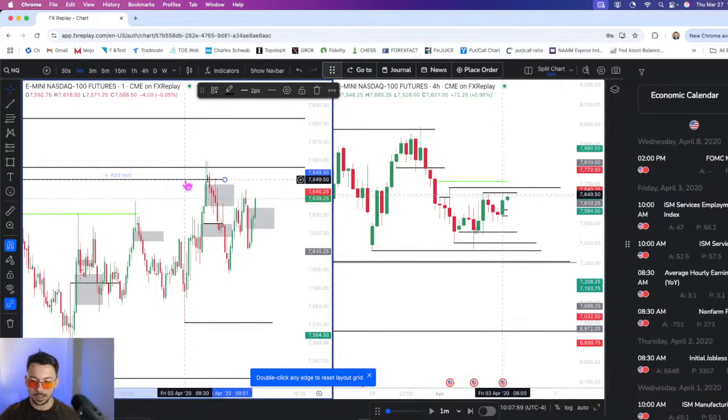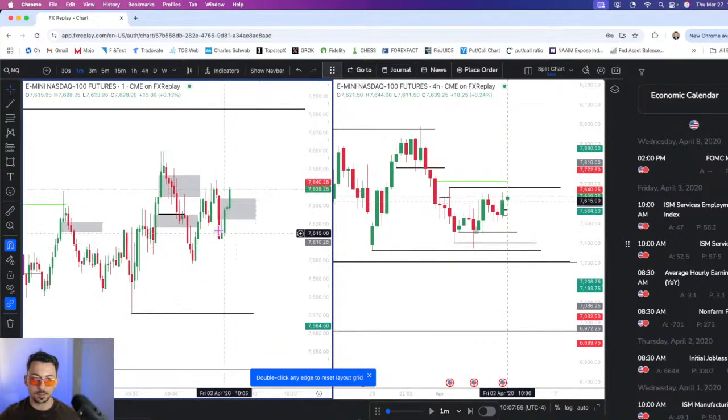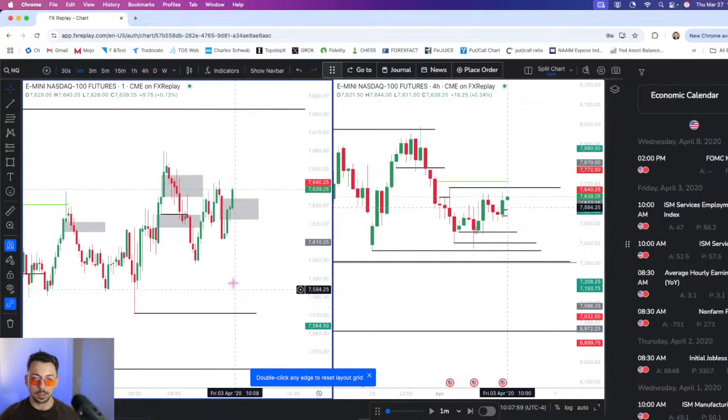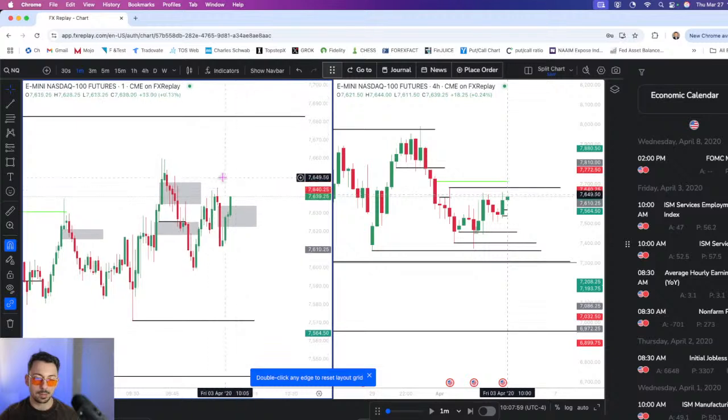But no, I'm not going to take this, guys, and the reason being is because this IFEG already failed to the downside. And we still haven't swept any liquidity to the downside. So if this works, great. But I personally would not want to be part of this. So let's see what happens.